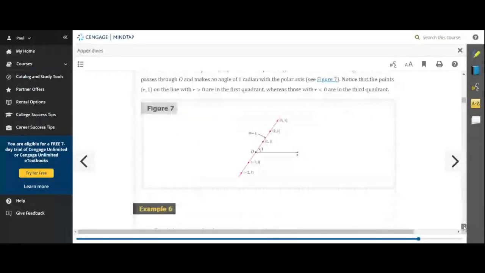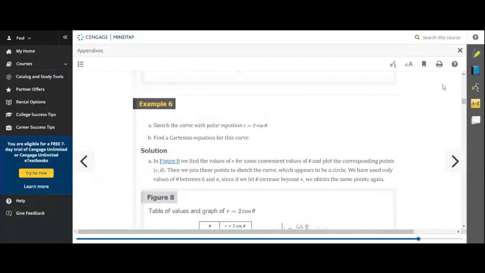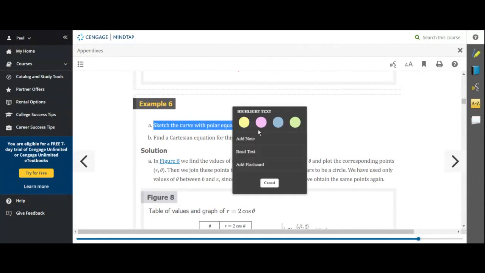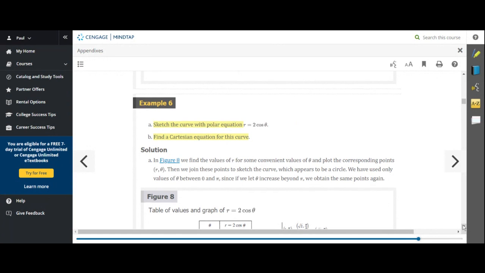Okay, so that being said, let's go back to the book here. Let's go ahead and look at a figure that's more interesting. In example 6, they want you to sketch the curve with the polar equation r equals 2 cosine theta, and then find a Cartesian equation for the curve.